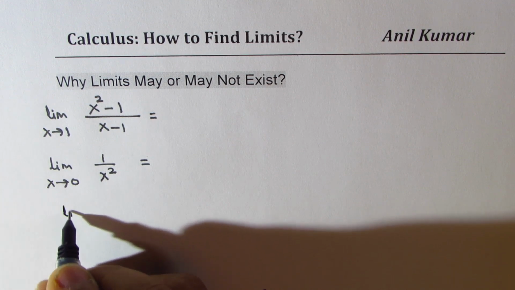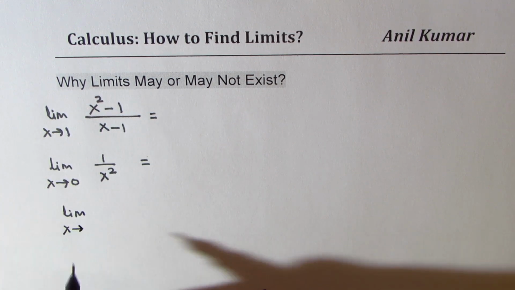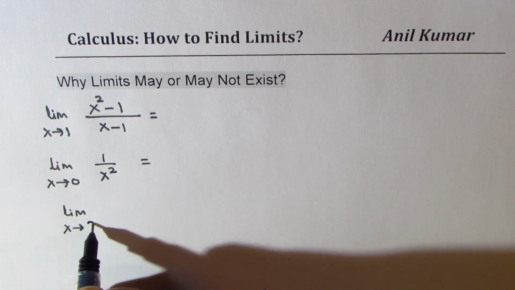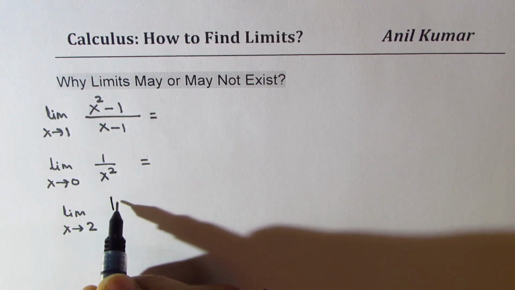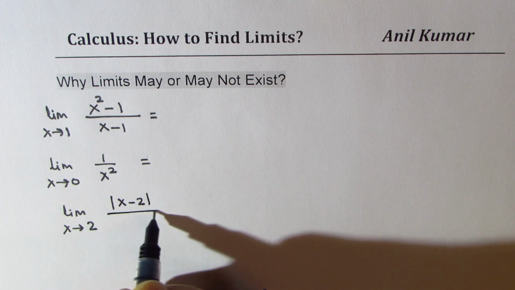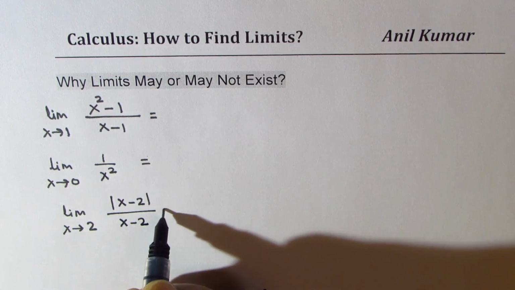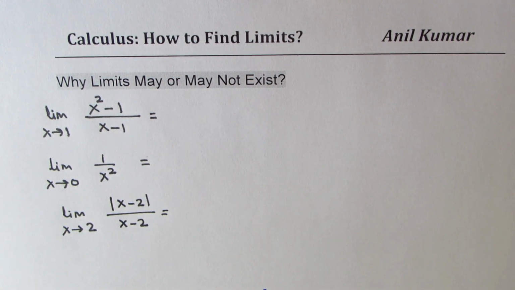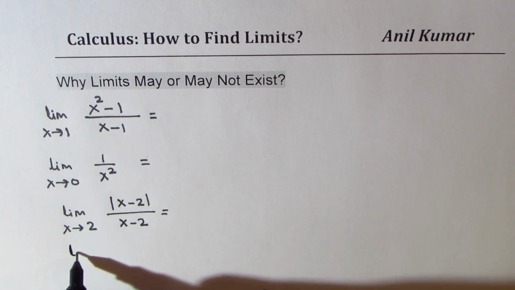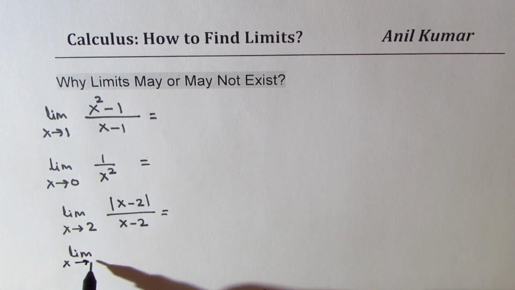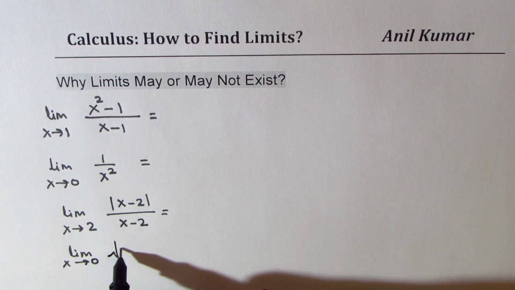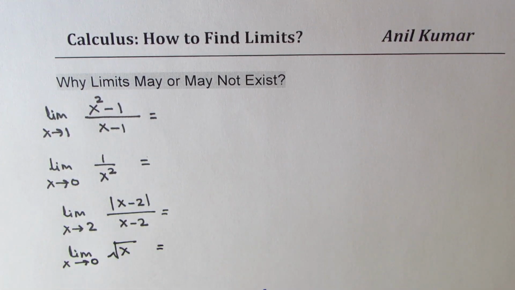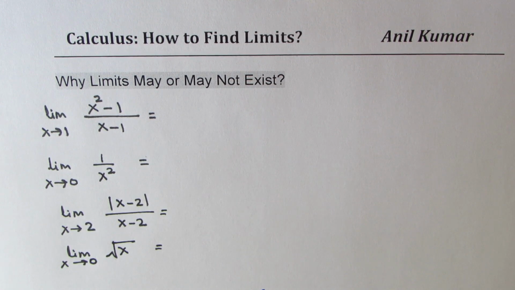Let's take another example, which is the limit as x approaches, let's say 2, and the function is the absolute value of x minus 2 divided by x minus 2. Right? So here is another example. And then the final question for you is the limit when x approaches 0 and the function is square root of x. Okay, so I think these are good examples to explain the point which I am going to make here. And this is going to help many of you for your test.